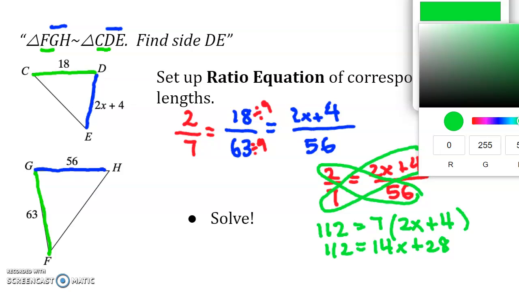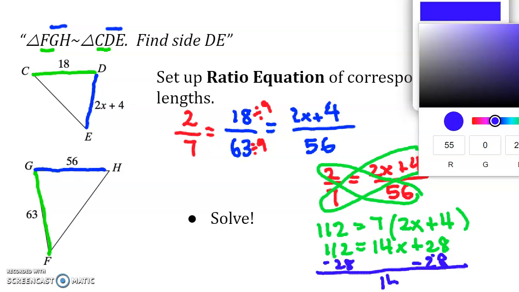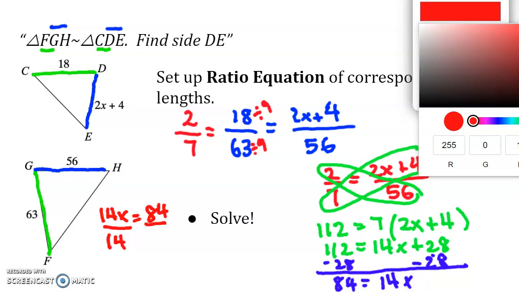So what do I do next? I need to get rid of this 28. So how do I do that? I subtract 28 from both sides. And then I am left with 14x is equal to 112 minus 28, which is 84. So 14x is equal to 84. And let me just keep going. So 14x is 84. So divide both sides by 14. And that comes to x is equal to 6.